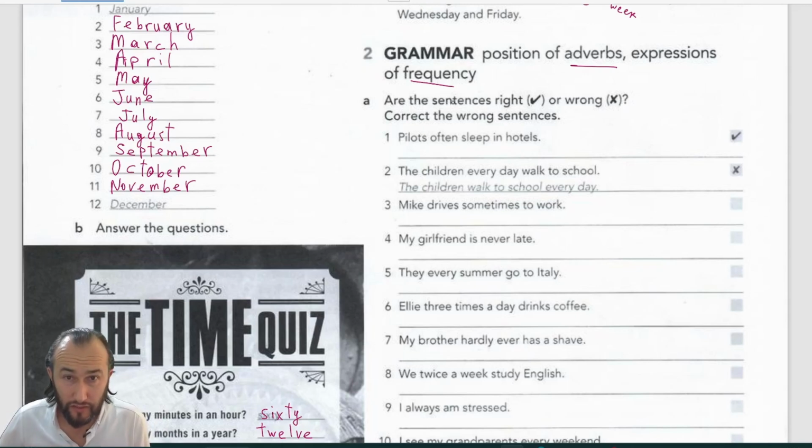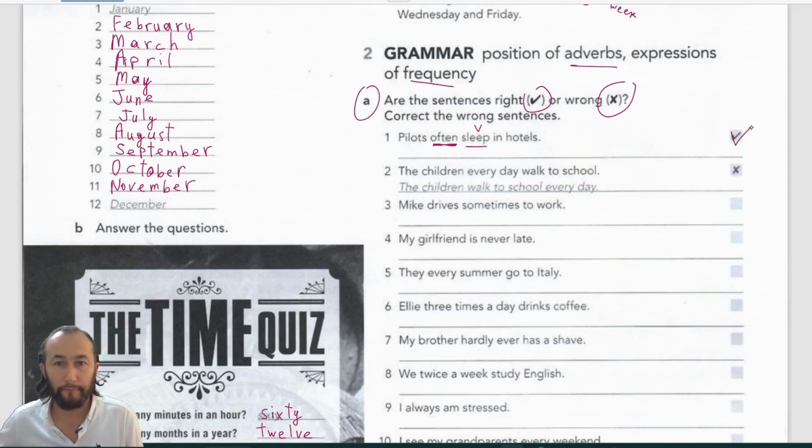Are the sentences right? The exercise is asking us: are the sentences right, which is a tick, or wrong, which is a cross? And correct the wrong sentences. All right. So number 1, pilots often sleep. Often is an adverb of frequency, and that's coming before the verb. So that's perfect. Everything is good. We're going to tick it.